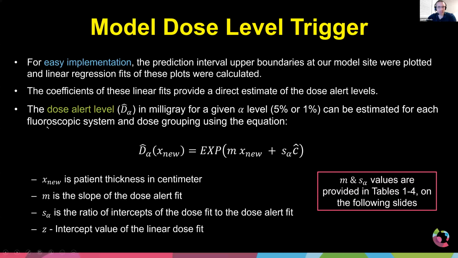One of the things we wanted to do is we created a simple equation, which you see here. What this will allow you to do is take your data and convert it to our data, and you can use all of the statistics that we've calculated.